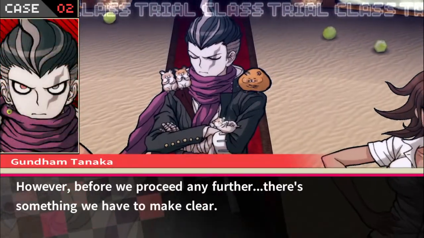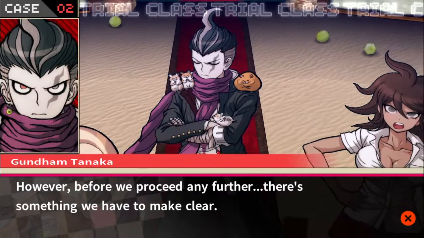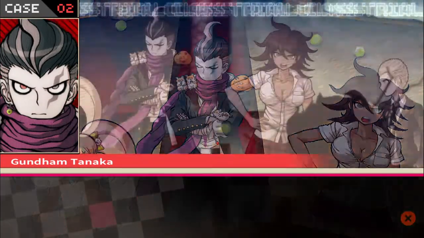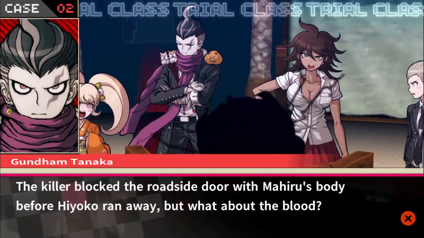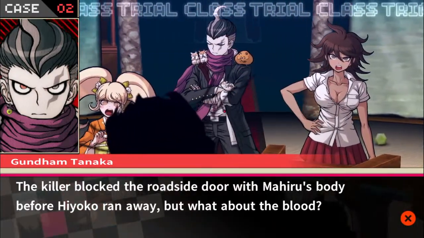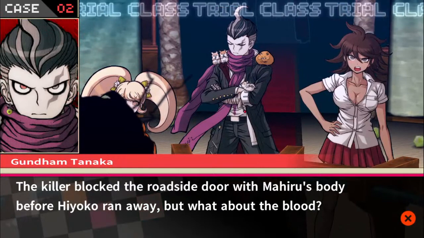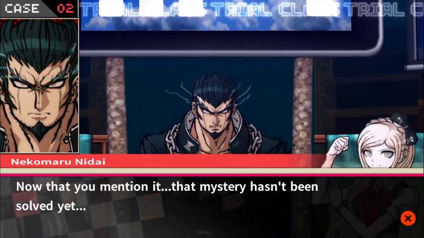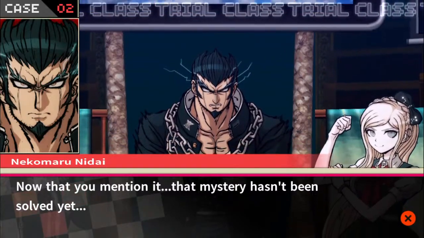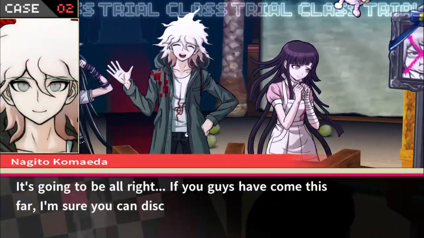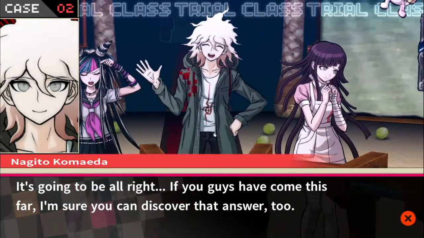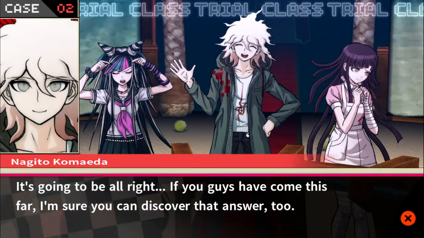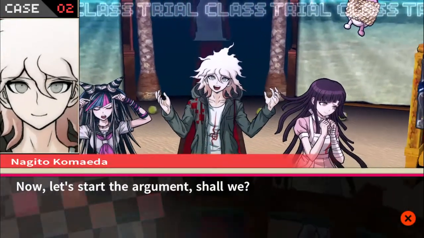However, before we proceed any further, there's something we have to make clear. The killer blocked the roadside door with Mahiru's body before Hiyoko ran away. But what about the blood? Now that you mention it, that mystery hasn't been solved yet. It's going to be all right. If you guys have come this far, I'm sure you can discover that answer too. Now, let's start the argument, shall we?